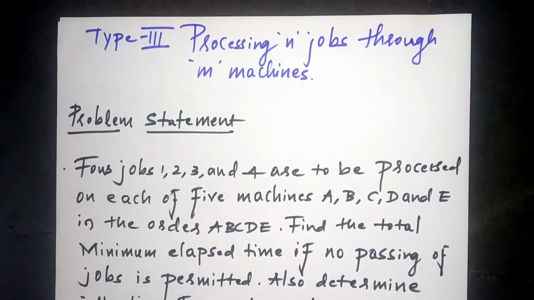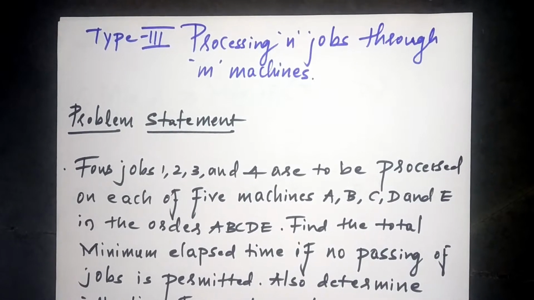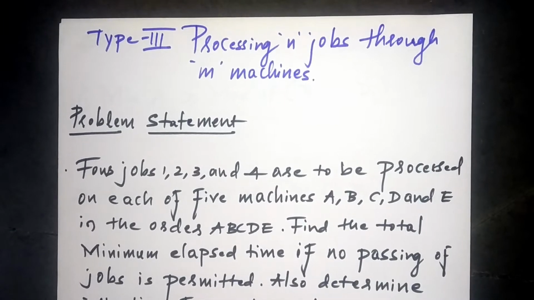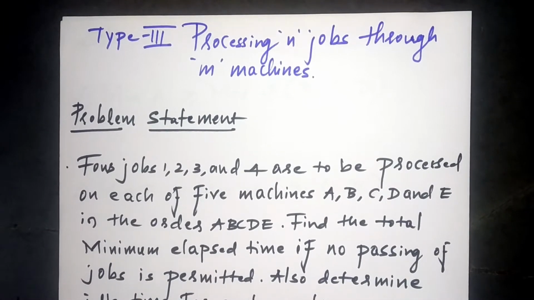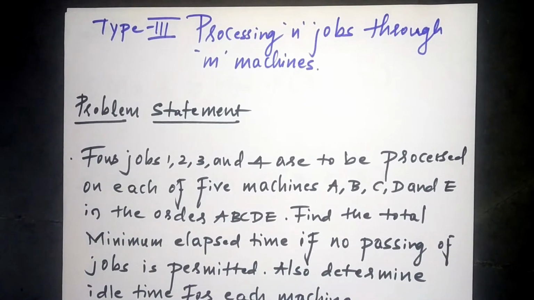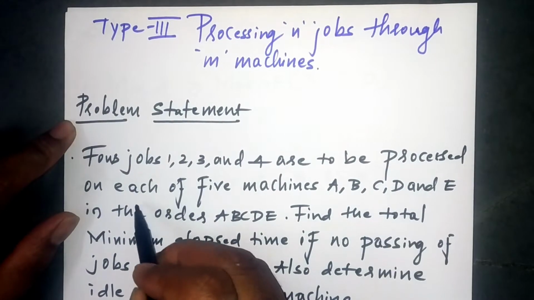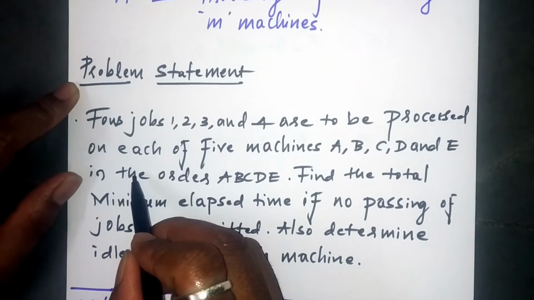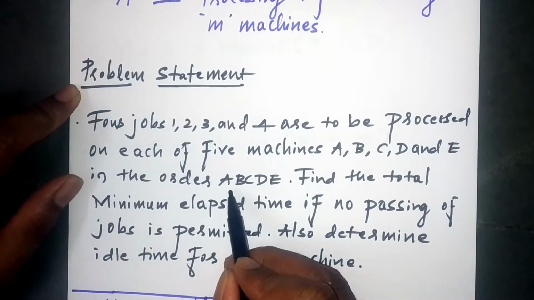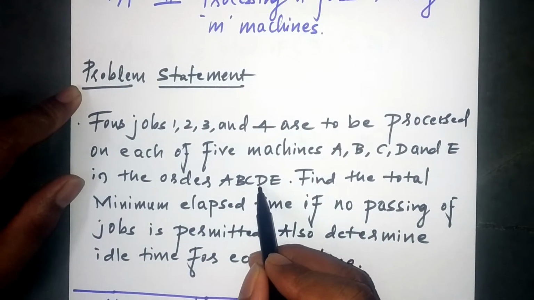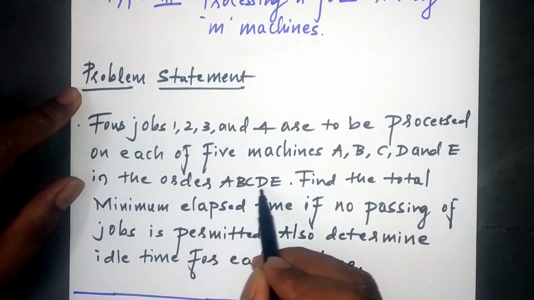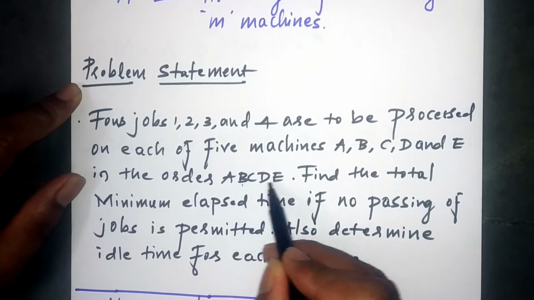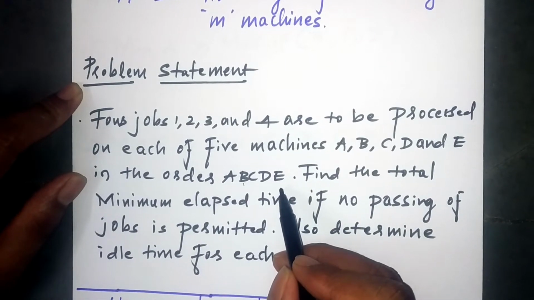As I said, there will be n jobs here and those n jobs will be processed on m machines. So the problem statement starts like this: there are 4 jobs, 1, 2, 3 and 4, to be processed on each of the 5 machines. A, B, C, D and E are the machines, and they are given in the order A, B, C, D. It means the jobs have to go in this order. First it has to go to machine A, then B, and this way till machine E.